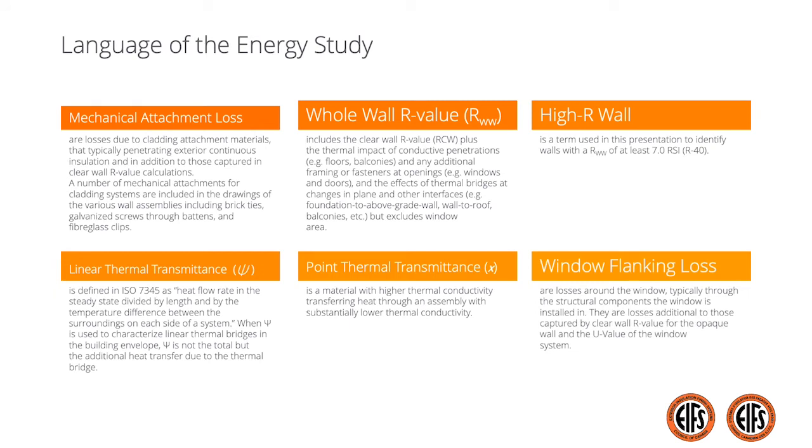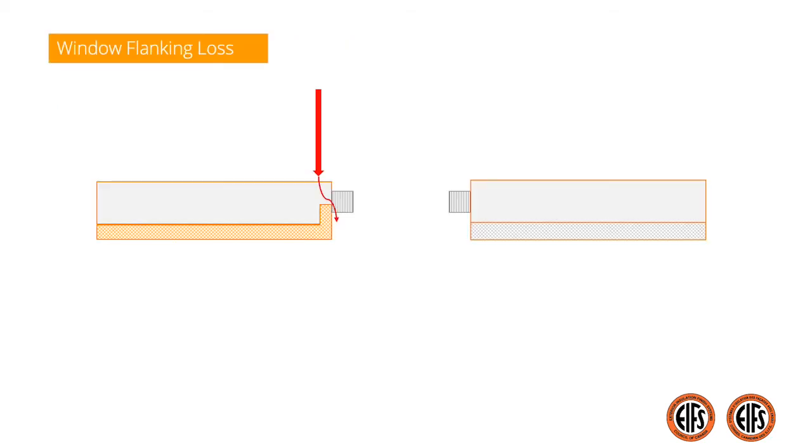Window flanking loss are losses around the window, and those losses are in addition to those captured by our clear wall R-value calculation. It doesn't include the U-value of the window itself. It may be helpful to think of window flanking as a hole in the building's envelope, allowing heat to leak. The greater the gap between the window and the plane of thermal resistance, the greater the potential for heat energy loss. Wrapping insulation into the window's return aids in thermal preservation. For the purpose of this study, and in our modeling, all window conditions were modeled with insulated returns to mitigate window flanking loss.